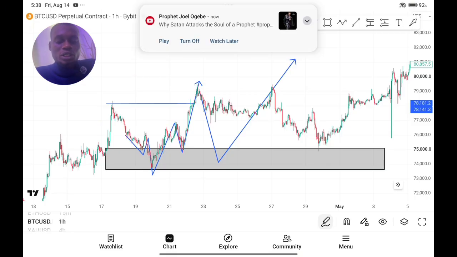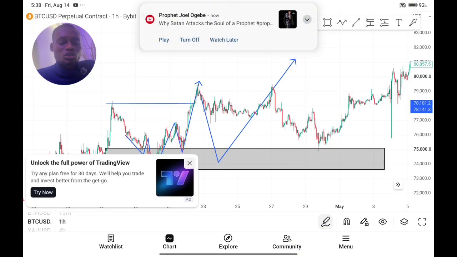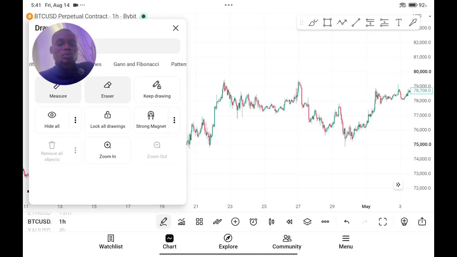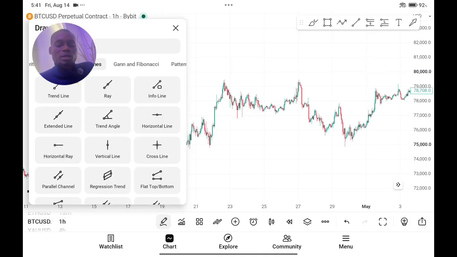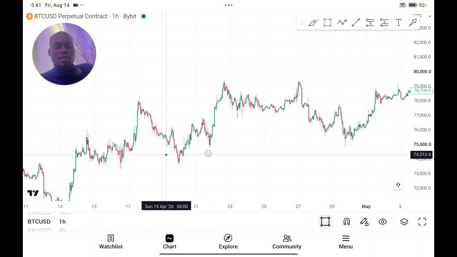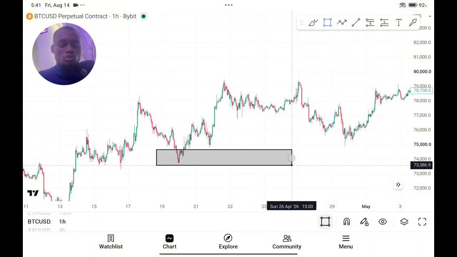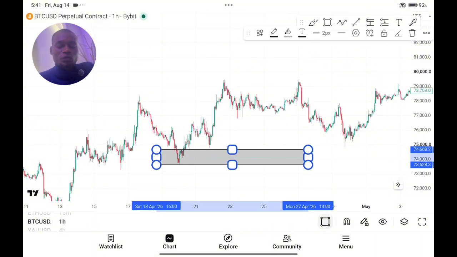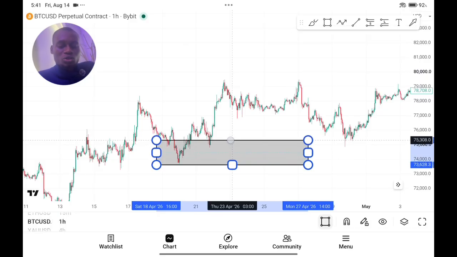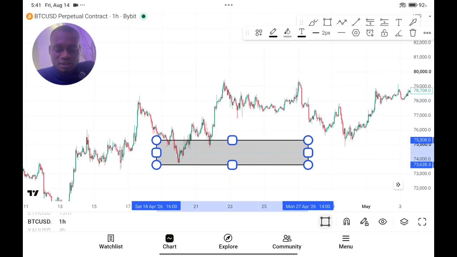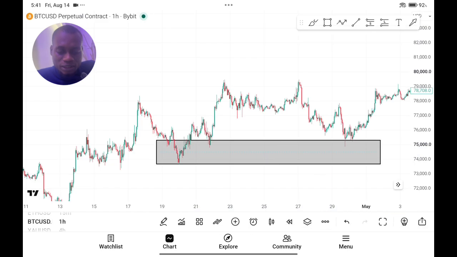Alright guys, the third thing we are going to be talking about is the POI, which is known as the point of interest. This is the point whereby we are going to enter our trade. We wait for the market to come. Whenever price comes to that place, we are going to go in for a buy. So we are going to identify it still on this BTC chart on the 1 hour time frame.